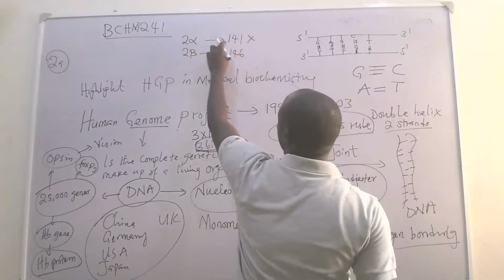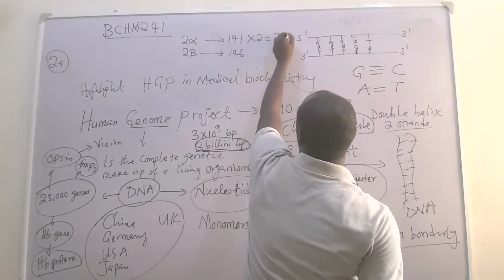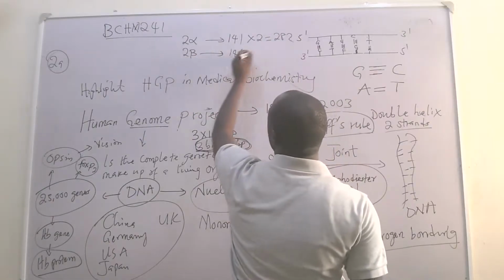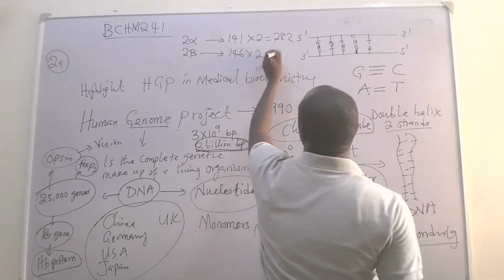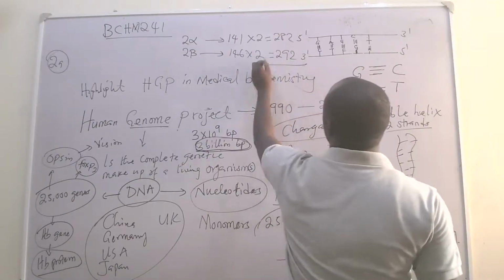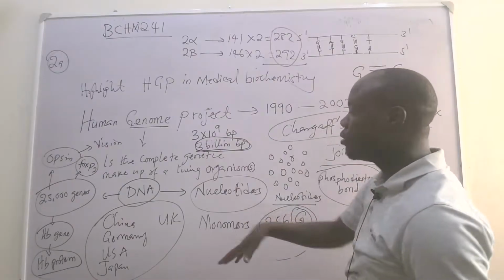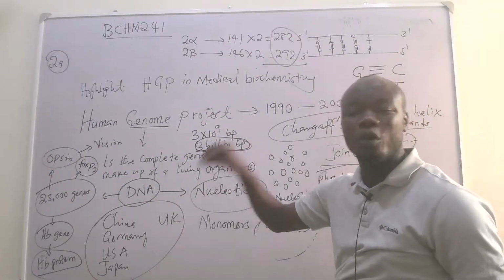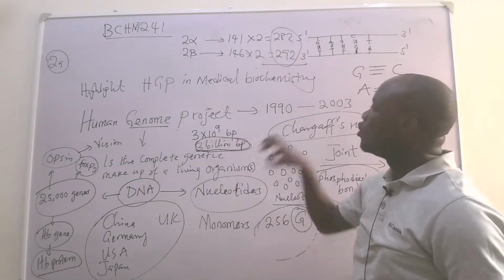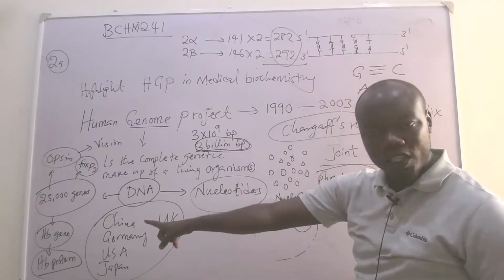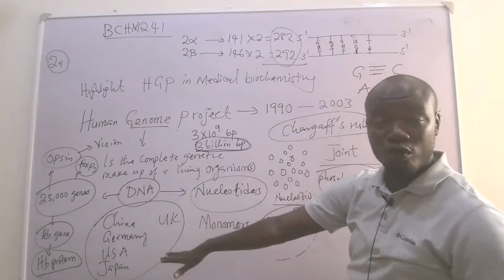So 2 alpha chains means that you have 141 times 2, and this will give us 282. And then, of course, 2 beta chains will give us 146 times 2, and this will give us 292. So therefore, you can add these, and this will give you the total number of amino acids found, because hemoglobin is a protein, and proteins are made up of amino acids. So that is when the scientists were able to know the number of nucleotides that code for the hemoglobin gene, and the number of amino acids found in the hemoglobin protein.